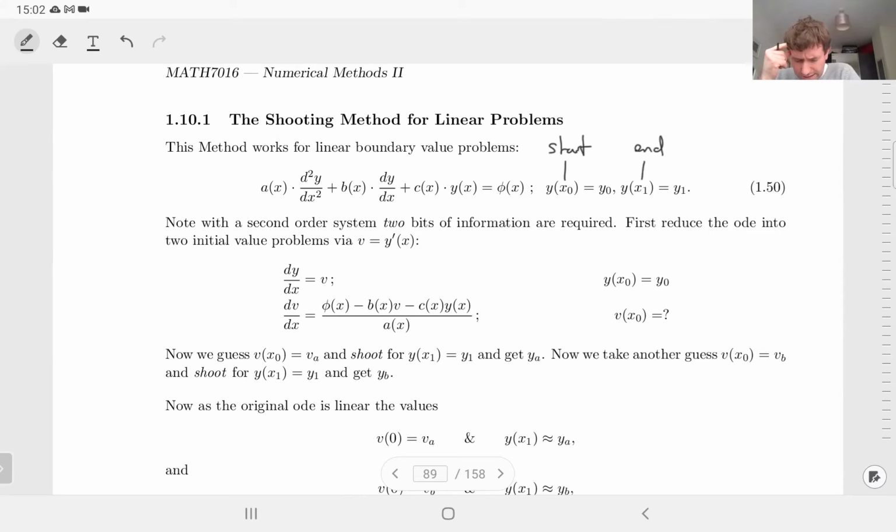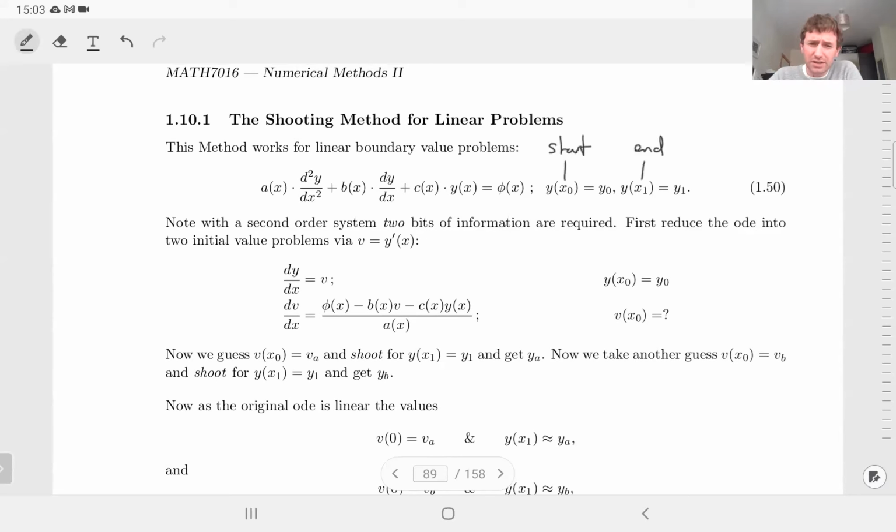So how do we handle these? The first thing is you reduce to two first orders. So you let V be the derivative and you end up with something like this. And then the thing is, you have the initial value of Y, but you have no idea of the initial value of the derivative. So that's where we're stuck.